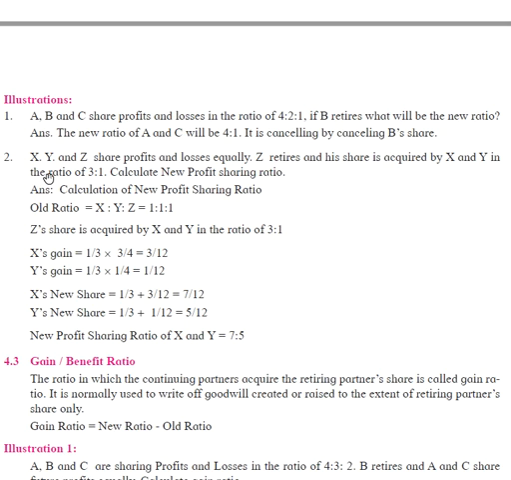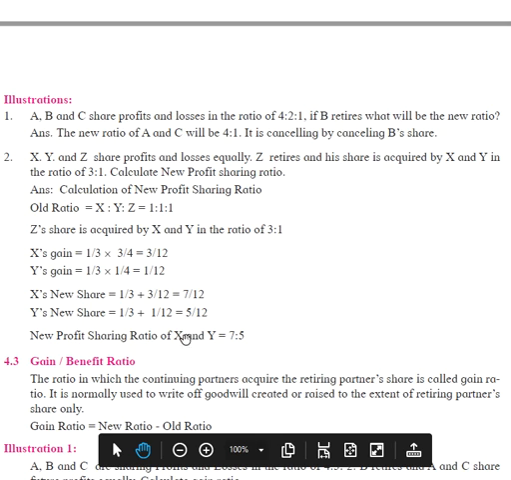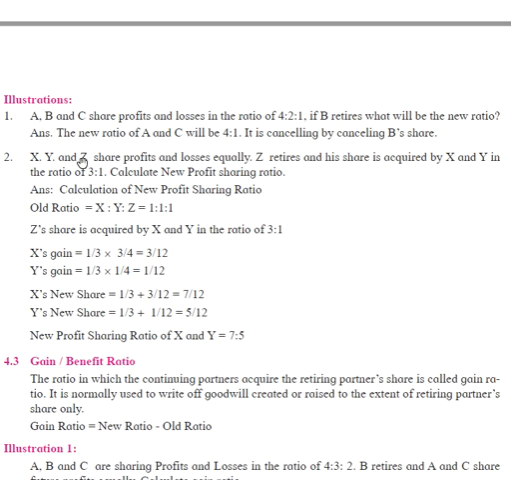Before, it was a 1 is to 1 is to 1 ratio among the partners. Now the new profit sharing ratio of X and Y is 7 is to 5 because Z is getting retired from the business firm. This is the calculation of the new ratio.